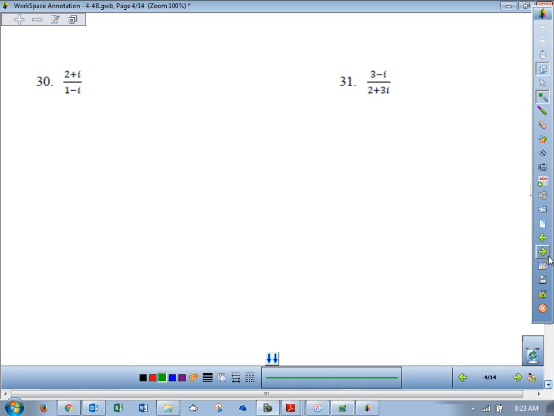Do you have to multiply by the complex conjugate? Yes. Let's do it. Should I multiply by 2 minus i or 1 plus i? The denominator is our problem. Can't have i's in the denominator. So 1 plus i, both areas, I should say.